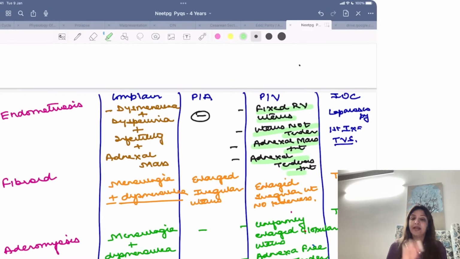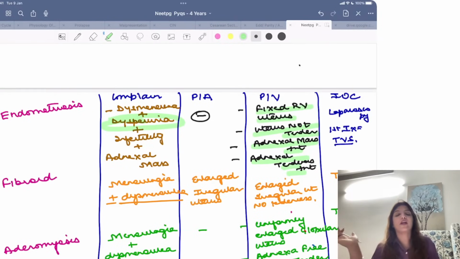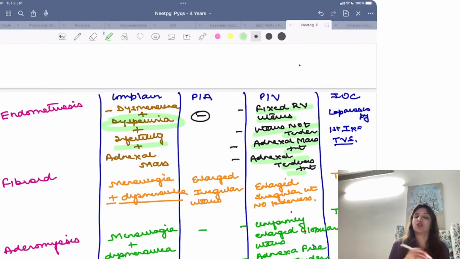Right? So in case of endometriosis, the patient will come to you with complaint of dysmenorrhea, dyspareunia. Very important thing: if dyspareunia is given in the question, it is pointing towards endometriosis. Dyspareunia is never seen in fibroid. It is not seen in adenomyosis. It is not seen in polyp. Right? Then in case of endometriosis, patient can come to you with infertility or adnexal mass. Out of these four, any three, the question is going to say that patient is coming to you with any three. Right? Then in endometriosis, per abdomen findings will be nothing.